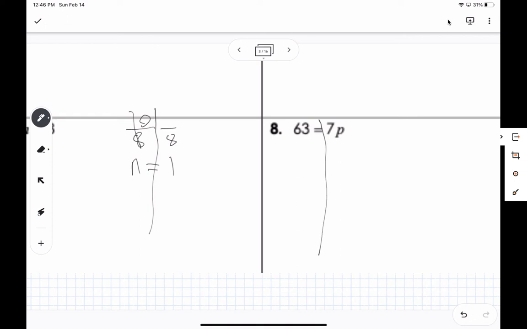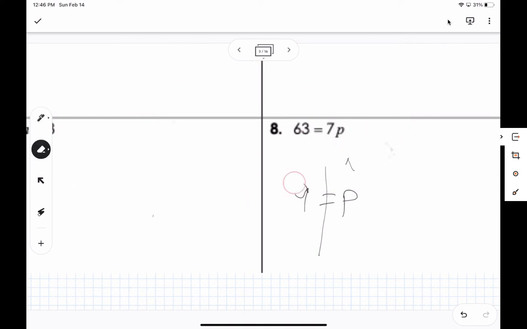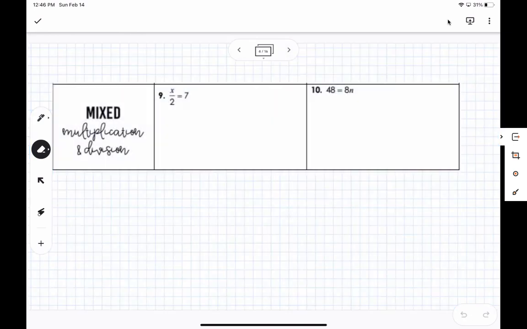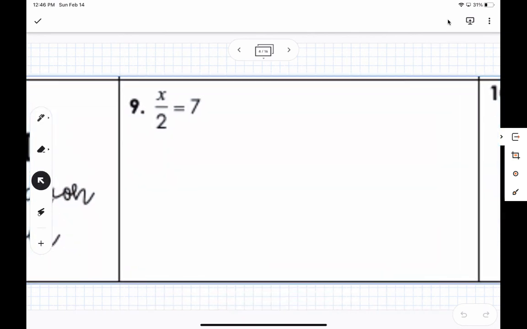Okay, that's what I want by itself. That's what I want gone. It's being multiplied, so I would divide. What I do to one side, I do to the other. P equals 9. It's a lot of P. All right, so let's do some practice then. Try number 9.